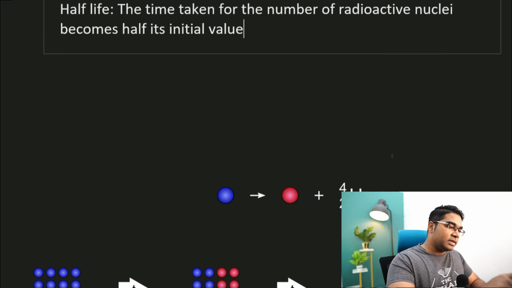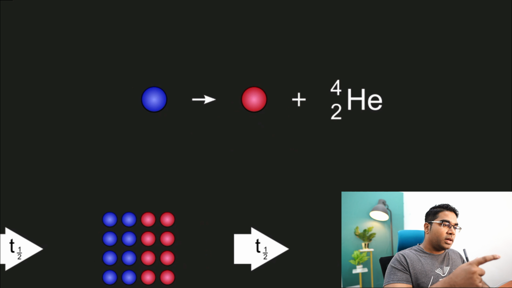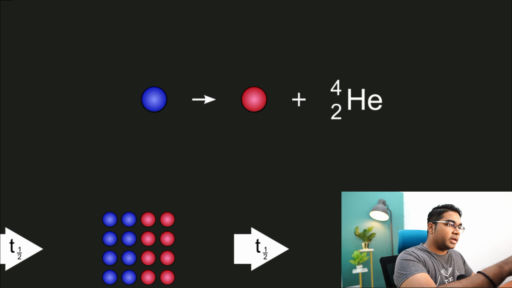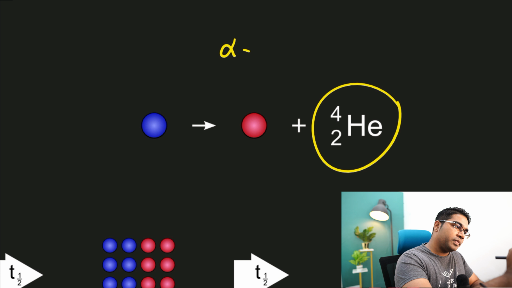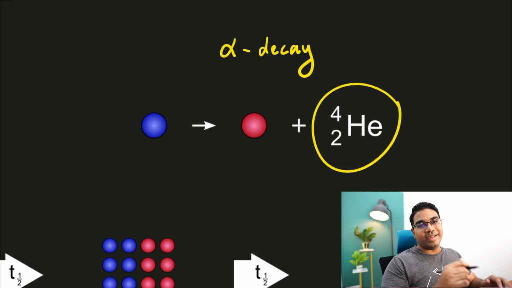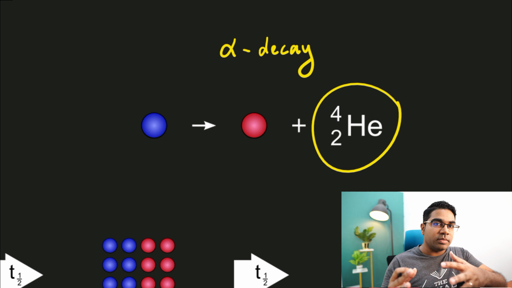Let's look at an example of radioactive decay here. This is known as an alpha particle. Again, I'll cover all this in a separate video. This is an alpha particle. So this is actually an alpha decay. In an alpha decay, an alpha particle is given out as an unstable nucleus becomes a more stable nucleus.